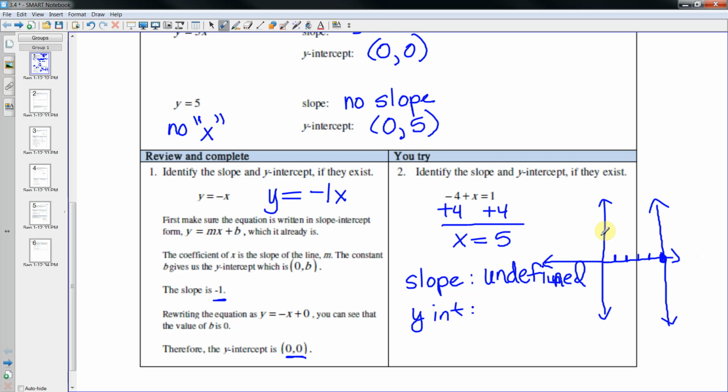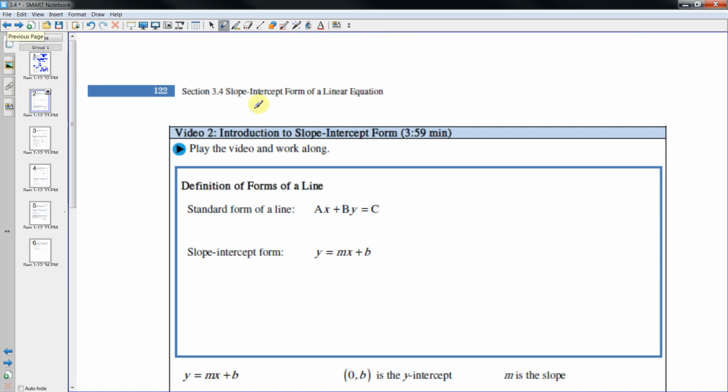If it were a horizontal line, it would have no slope, or 0 slope, like in the example above, y equals 5. Now, for y-intercept, do I touch the y-axis? Remember, this is my y-axis, this is my x-axis. I don't touch the y-axis at all, so there's no y-intercept either here. So this one was just odd because it didn't have a slope really, and it did not have a y-intercept. All right, let's look at the next page.